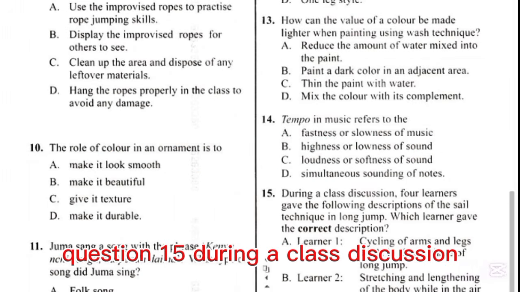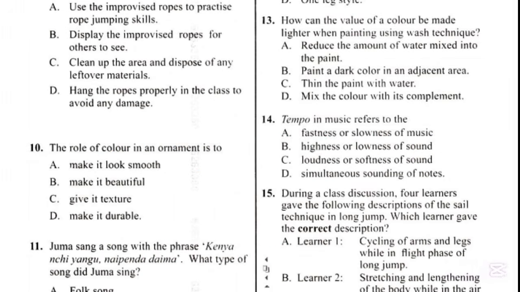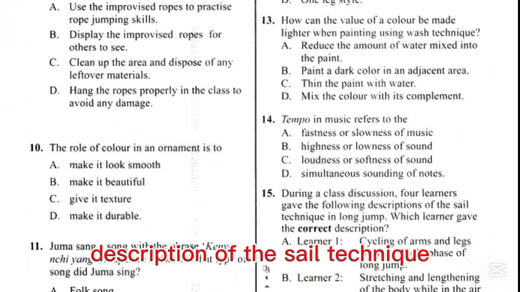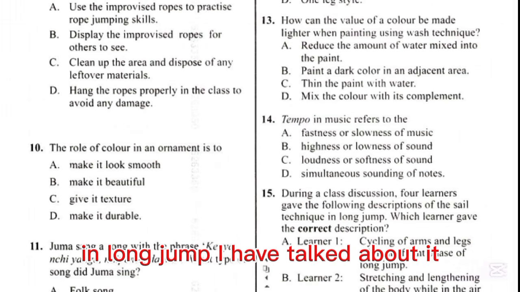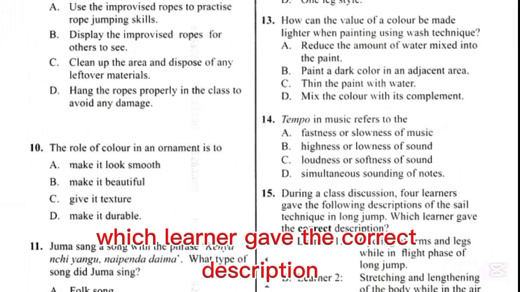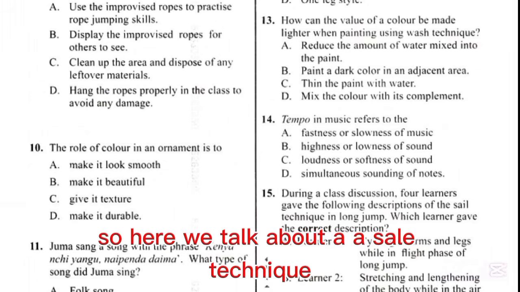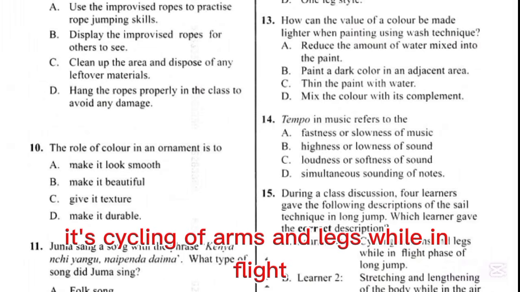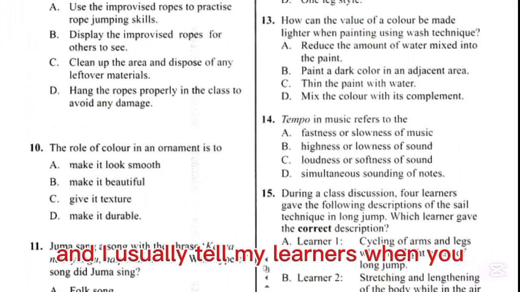Question 15. During a class discussion, 4 learners gave the following description of the sail technique in long jump. I have talked about it. Which learner gave the correct description? So here we talk about sail technique. It's cycling of arms and legs while in flight phase of long jump.